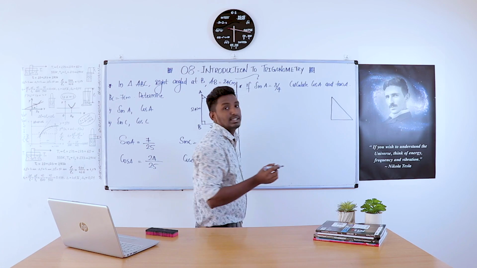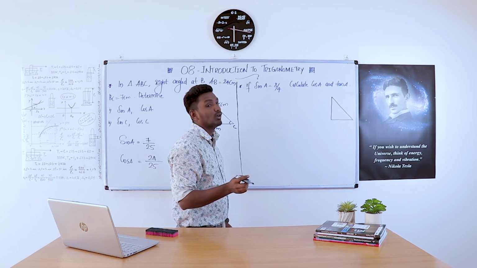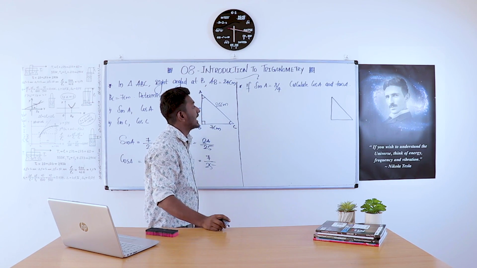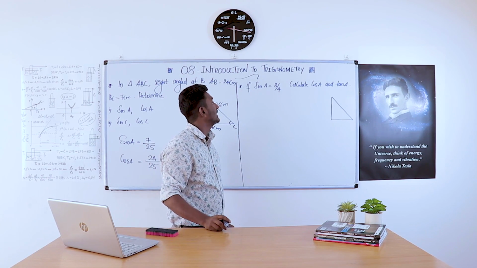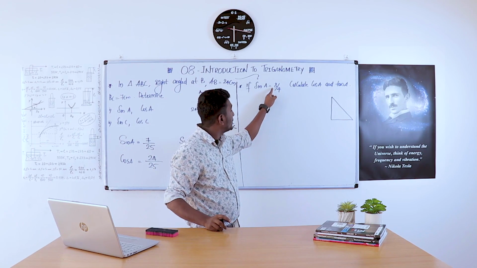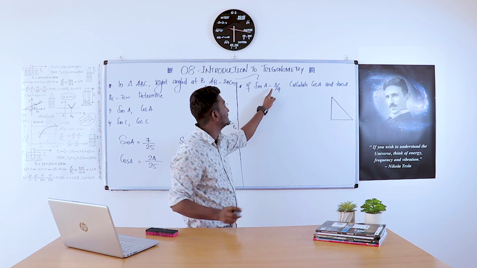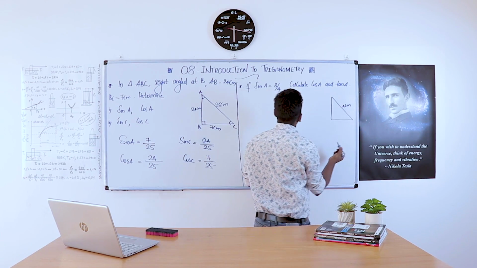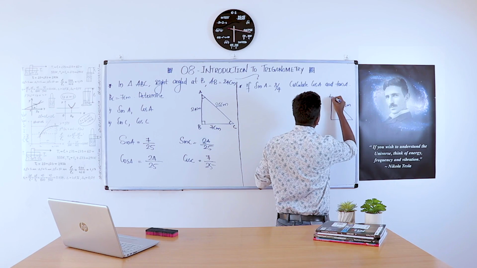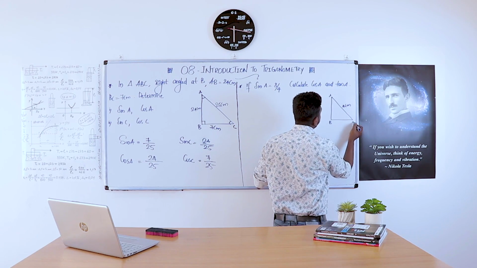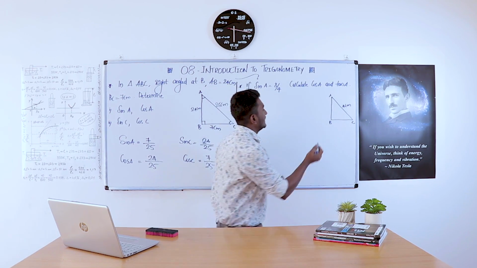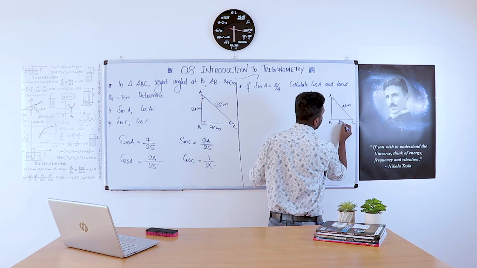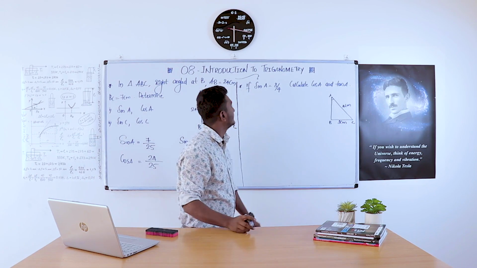So sin A is 3 by 4. That means we all know that sine of any angle is opposite side by hypotenuse. That is opposite side 3 and hypotenuse 4. First I am marking 4 centimeter of the hypotenuse. Then given triangle ABC, this is the angle A. Then opposite side is 3 centimeter. That's it.